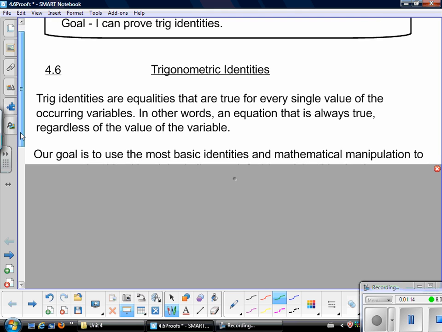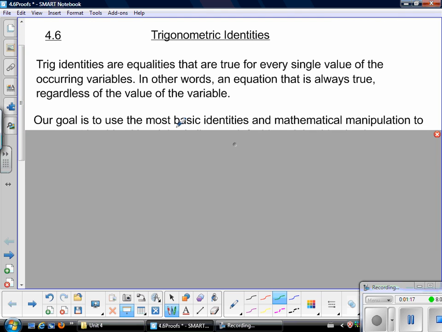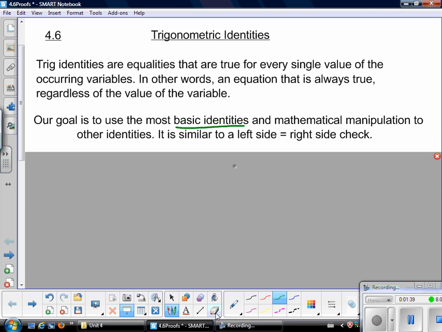So our goal is to use the most basic identities, which I'll talk about in a moment, and mathematical manipulation. Now that manipulation might be common denominators, it might be factoring, it might be dividing, multiplying, adding, subtracting. So everything that you normally would do to solve an equation. So we're going to use the basic identities and mathematical manipulation to prove other identities. Okay, so it's similar to a left side equals right side check, but the difference being is you're proving. So there's a few different things that are involved when we're actually proving something for every value.